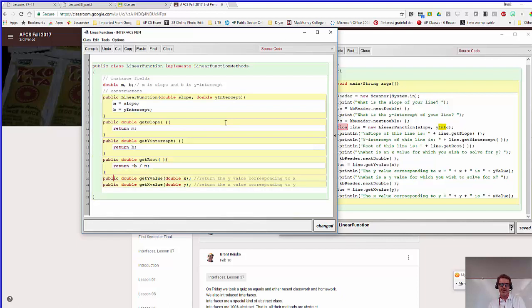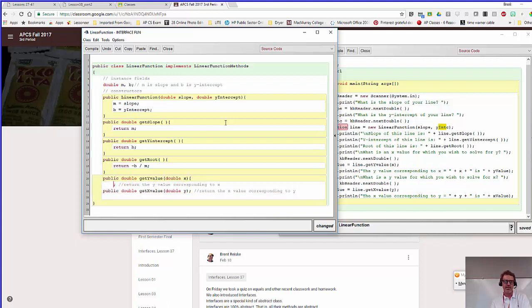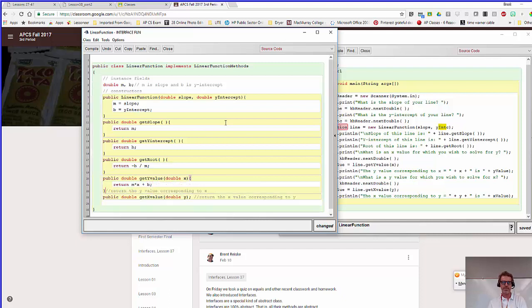Brain hurts. Okay, get y value for a certain value of x. So what is y when x is this value? Well, that's just mx plus b. Just times it out and add. That's m times x plus b. Yeah?